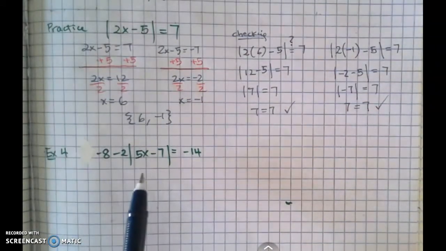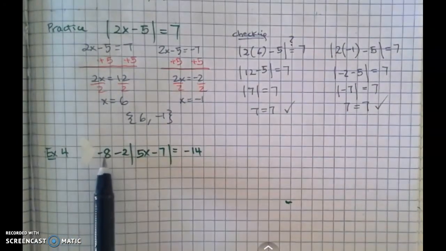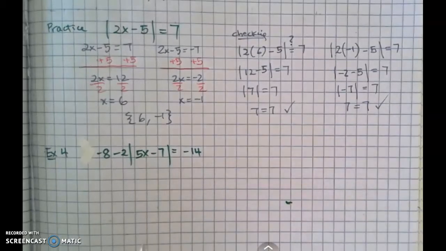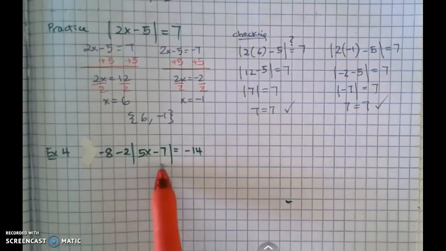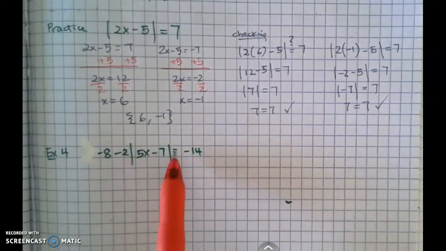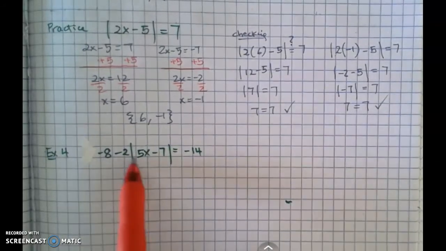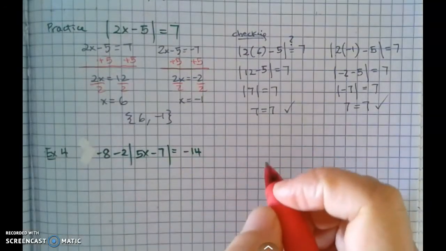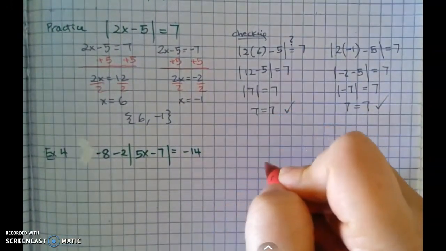Now the problem is going to get a little bit more complicated. Here we go. We have negative 8 minus 2 times the absolute value of 5x minus 7 is equal to negative 14. We have a whole lot more things. But the first thing you should notice is that the absolute value function is not by itself on the left hand side of the equal sign. We have negative 8 here and negative 2 that is seemingly being multiplied to this absolute value expression. So we need to isolate that absolute value expression first. That was the very first step that we said we need to do.